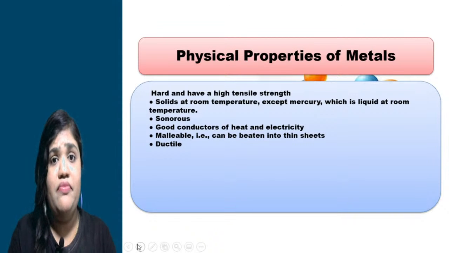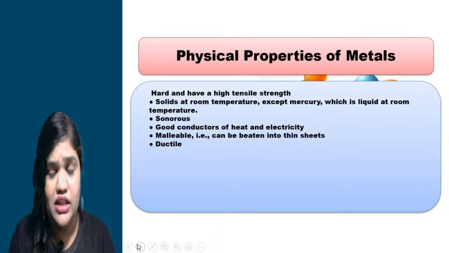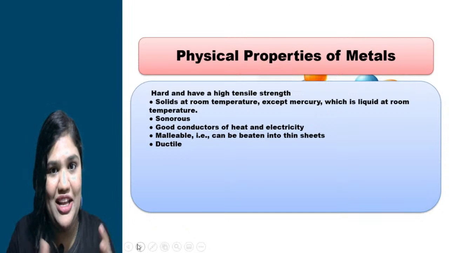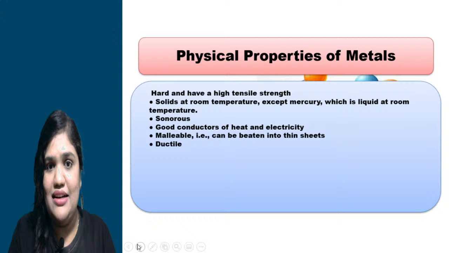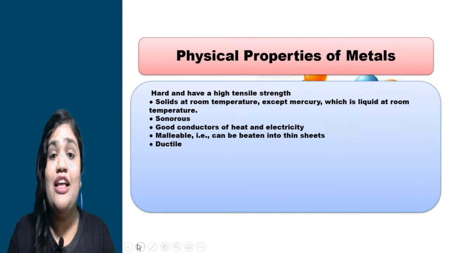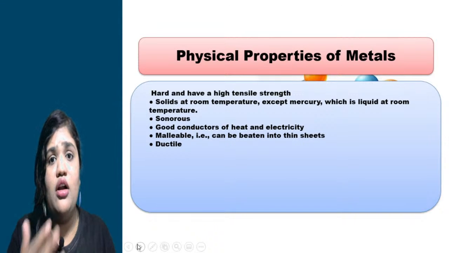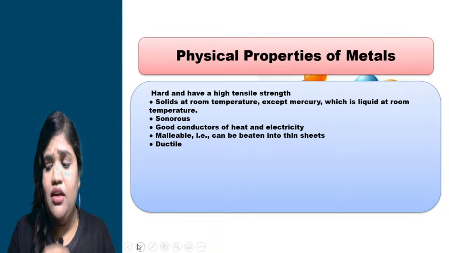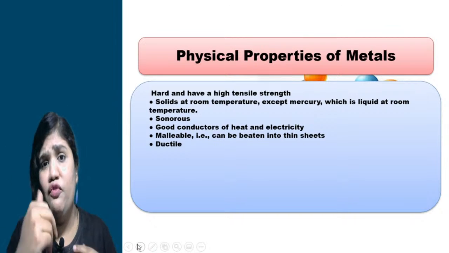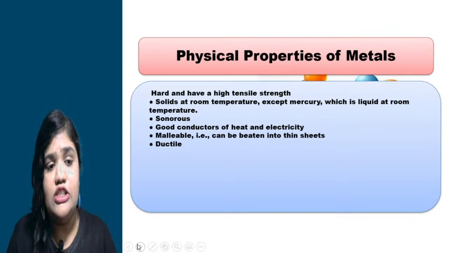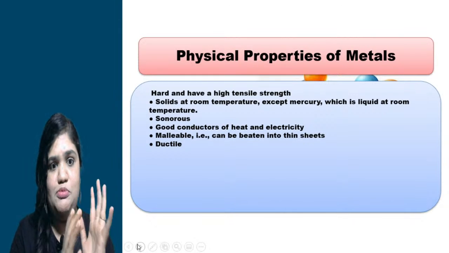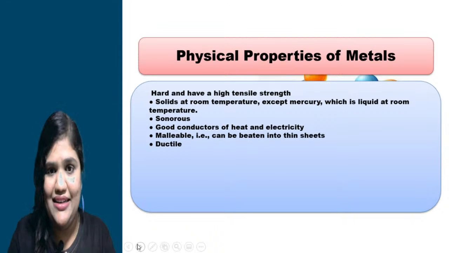Metals like cesium and gallium generally have a very low melting point, not boiling point, because in case of metals it is the melting point, since generally they are in solid state, right? So gallium and cesium, these two metals have a very low melting point. So my dear students, these are some exceptional physical properties of metals.